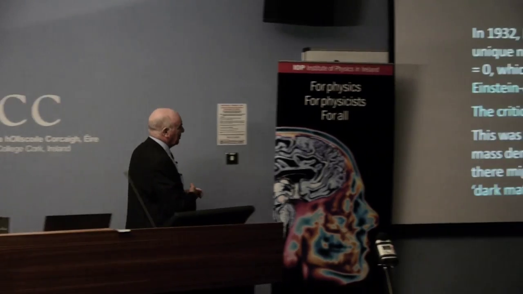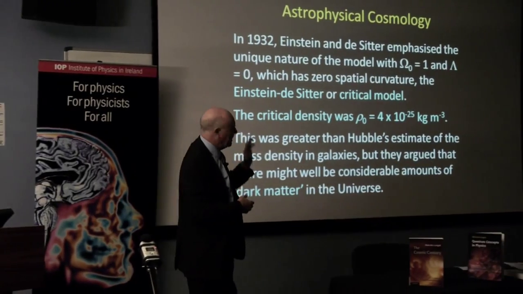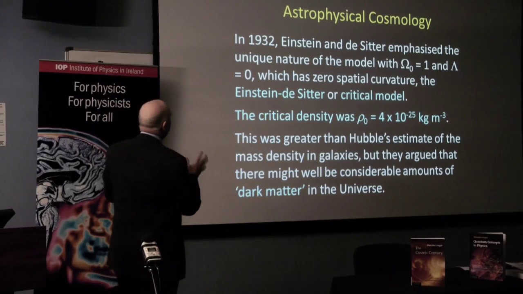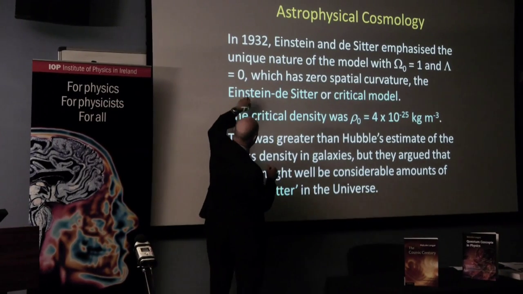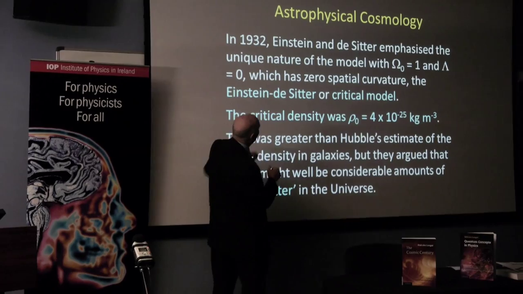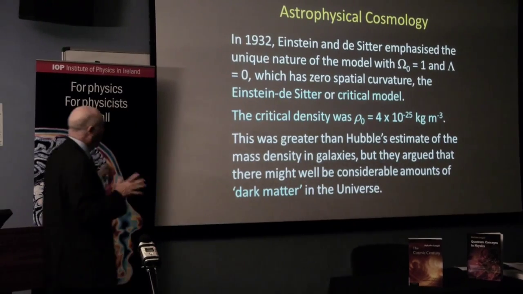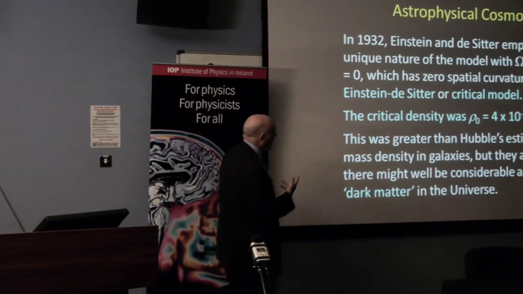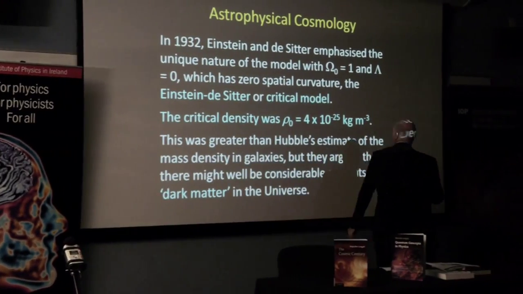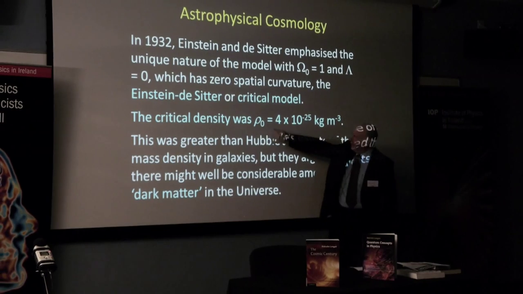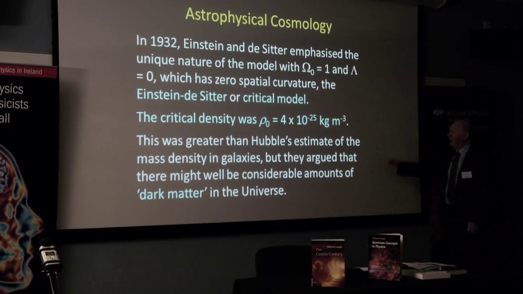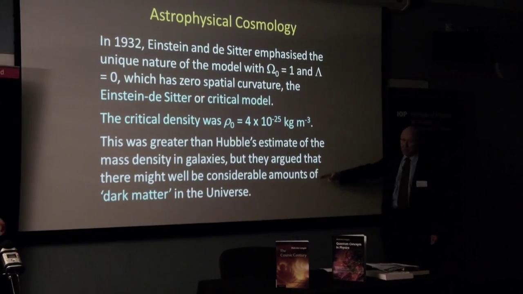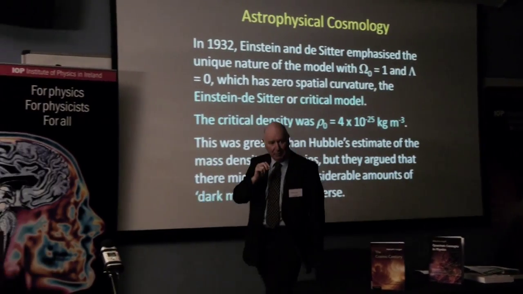Now, in 1932, Einstein and de Sitter emphasized the unique nature of this model with the flat spatial sections, lambda equals zero, omega naught equals one. And that's often called the Einstein de Sitter or the critical model. And that only depends on the knowledge of Hubble's constant. So if you put in the values, you find out this is the value of the critical density in kilograms per meter cubed. This figure was much greater than the value which had been derived by Hubble in his great paper of 1926.